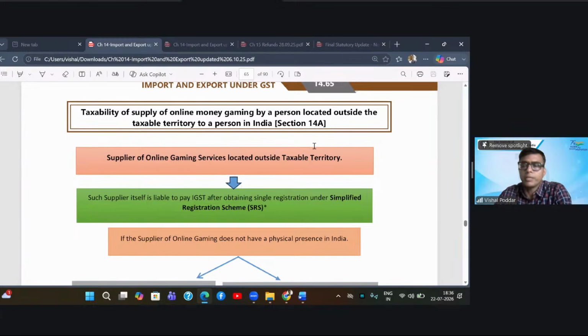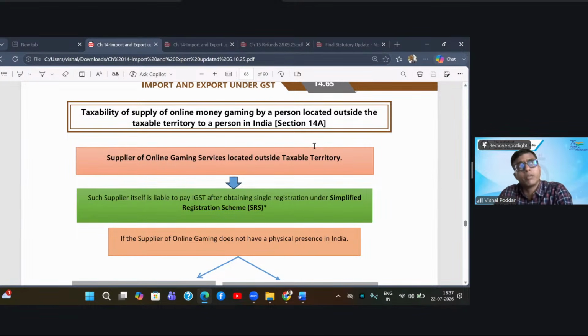In Schedule 3, actionable claims are excluded. So again, they are to be treated as neither supply of goods nor supply of service except specified actionable claim, which means that if you are doing transaction of online money gaming, it would be treated as specified actionable claim. It would be outside Schedule 3 and hence ultimately it would be leviable to tax.